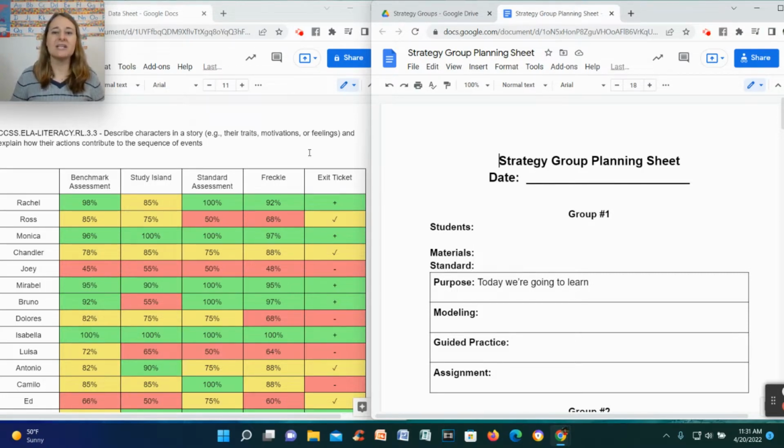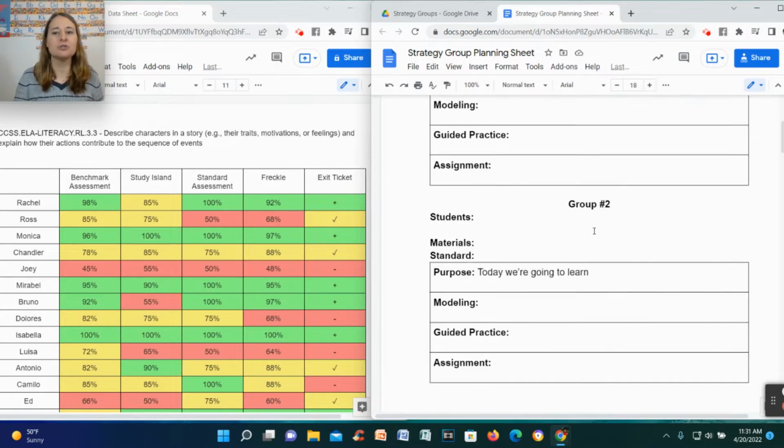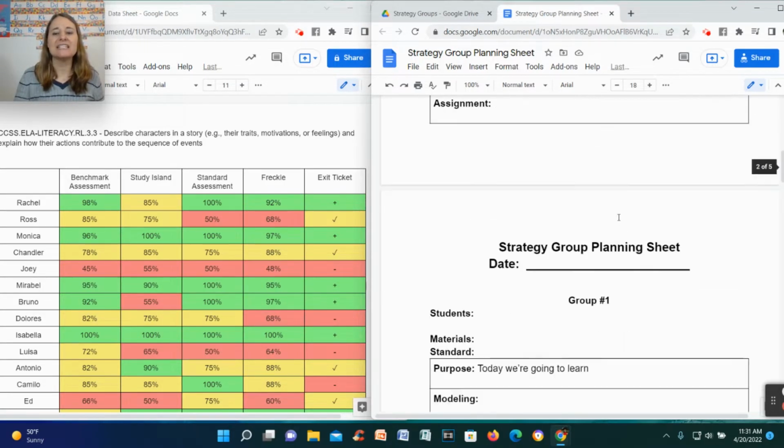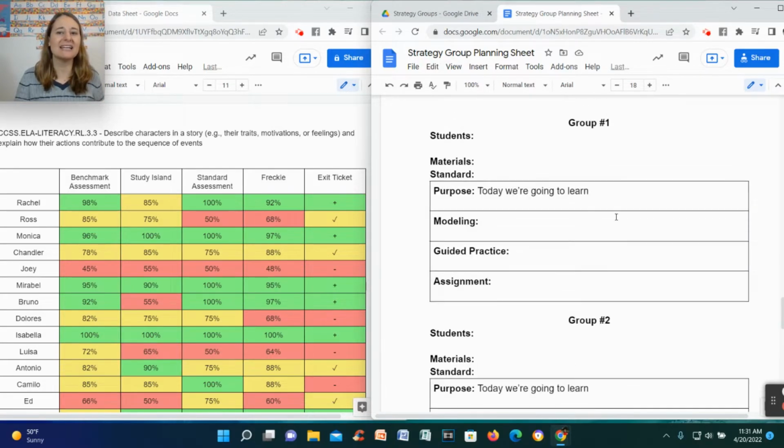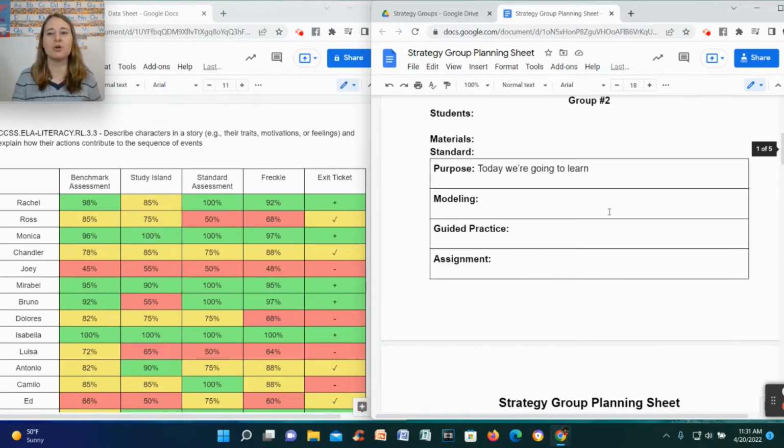The other thing that we need for today, in addition to your data sheet, is the strategy group planning sheet, and you'll find this inside of your workbook. And on here, we are going to be looking at planning for 2 groups a day. And you'll see that I have enough here for 5 days because I generally like to plan out my strategy groups for the whole week.